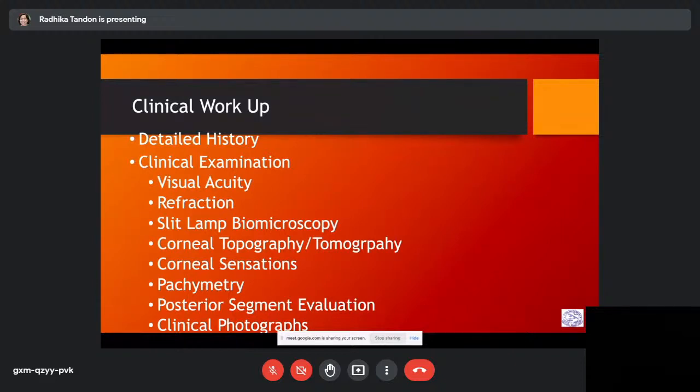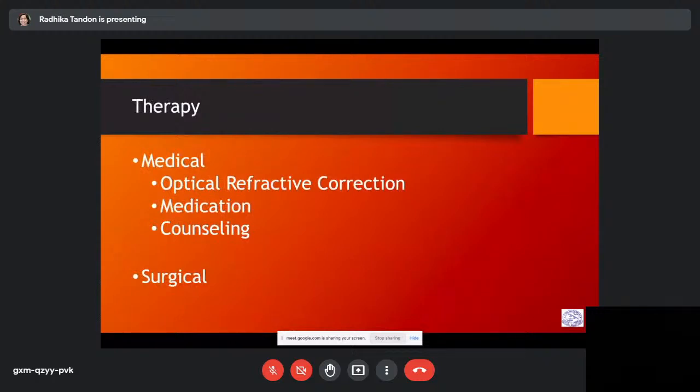So the detailed history and clinical examination will be done: visual acuity, refraction, slit lamp biomicroscopy, corneal tomography, check the sensations, pachymetry, posterior segment evaluation, and not to forget clinical photographs. They're very important. As far as the therapy is concerned, for corneal opacities, we have medical as well as surgical. And in medical, don't forget that there are several advances in high-quality optical refractive corrections and a host of new contact lens fitting procedures. Medication may not be the be-all and end-all of the treatment.